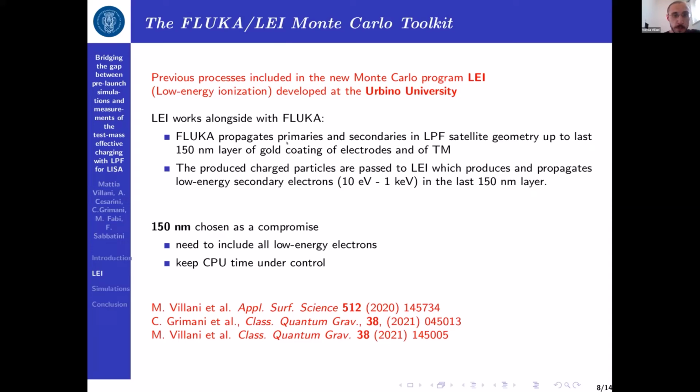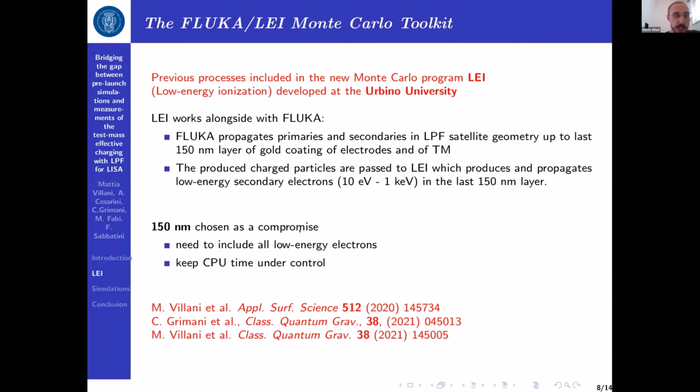LUCA propagates all primaries and secondary particles in the LISA Pathfinder satellite geometry up to the last 150 nanometer layer of coating of the electrodes and test masses. All these charged particles are propagated by LEI in this 150 nanometer layer, producing and propagating low energy secondary electrons in the range from 10 electron volts to 1 keV.